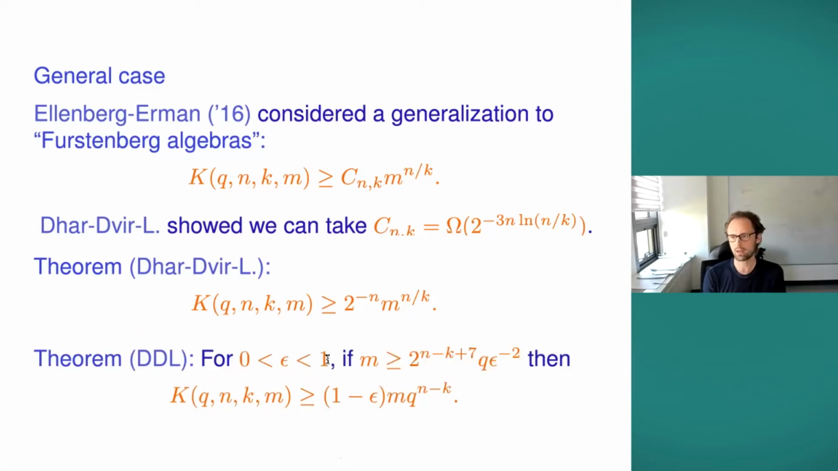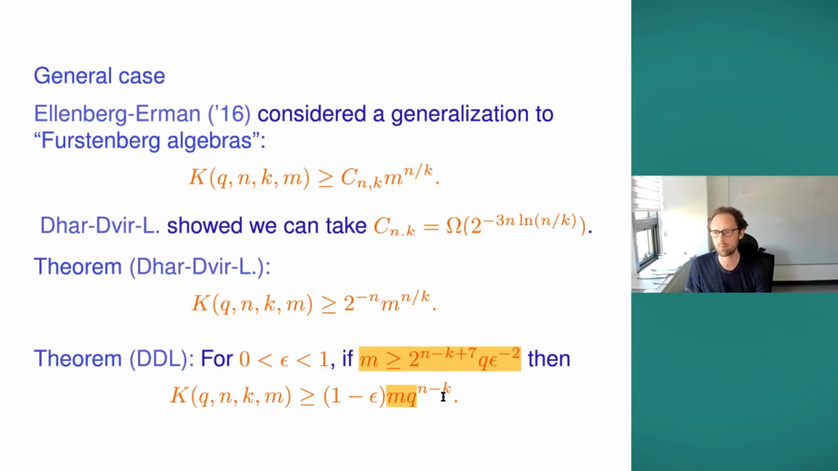And in fact, we have an improvement for the case that m is fairly large. So the statement here is that if we have a set that intersects a k-plane in each direction in at least m points, and m is at least, let's say, 2 to the n times q over epsilon squared for some epsilon that you can choose, then the set must contain nearly m times q to the n minus k points.